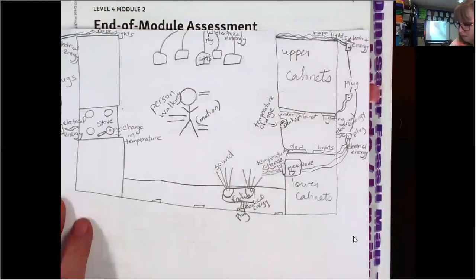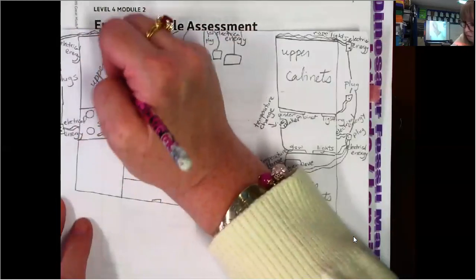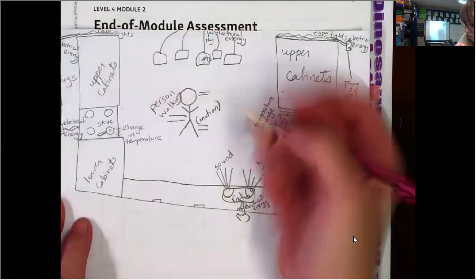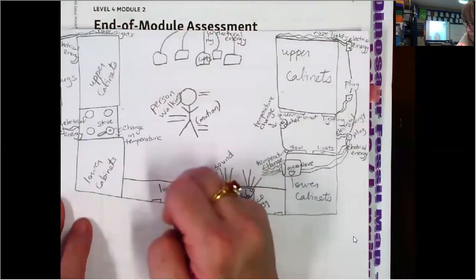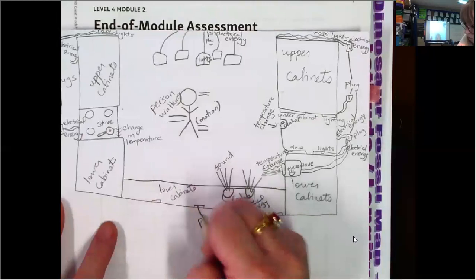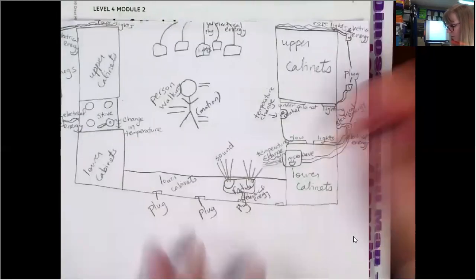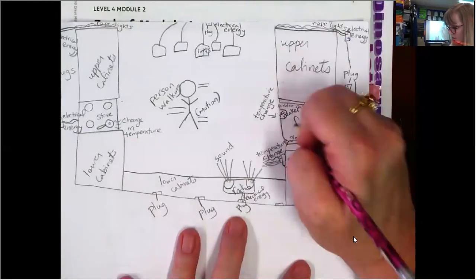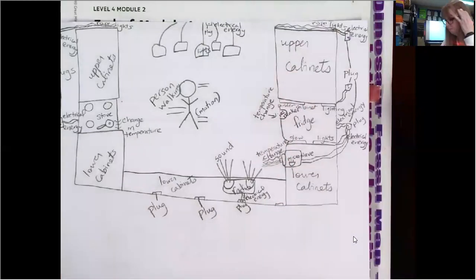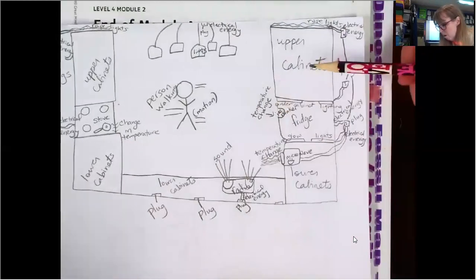I had the upper cabinets labeled over here. Lower cabinets. Lower cabinets again, labeled. Plug. Plug. Lower cabinets, microwave, fridge. Try to spell things right. I'm not playing a guessing game tomorrow. Temperature change, because ice maker. It's also attached to the water.